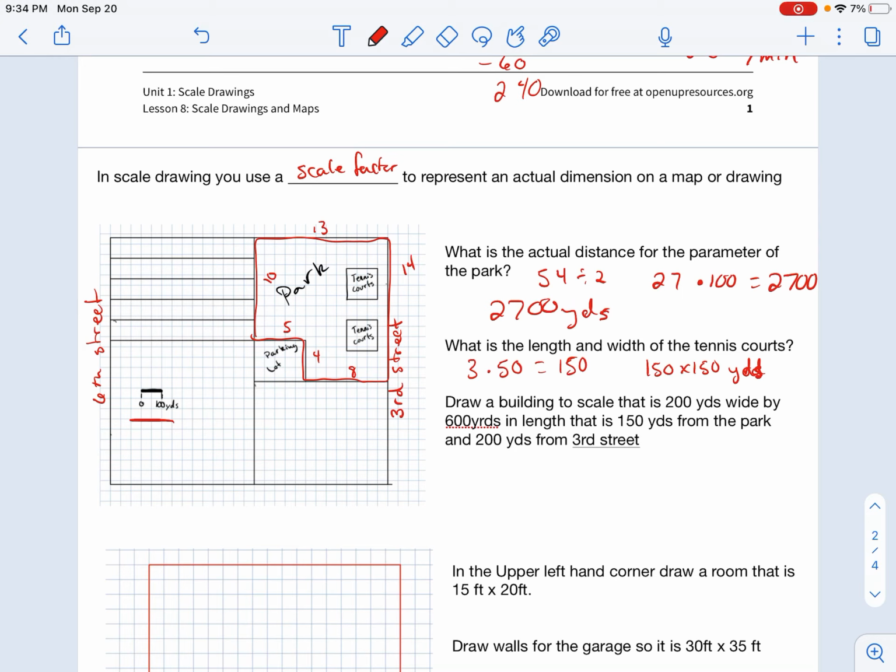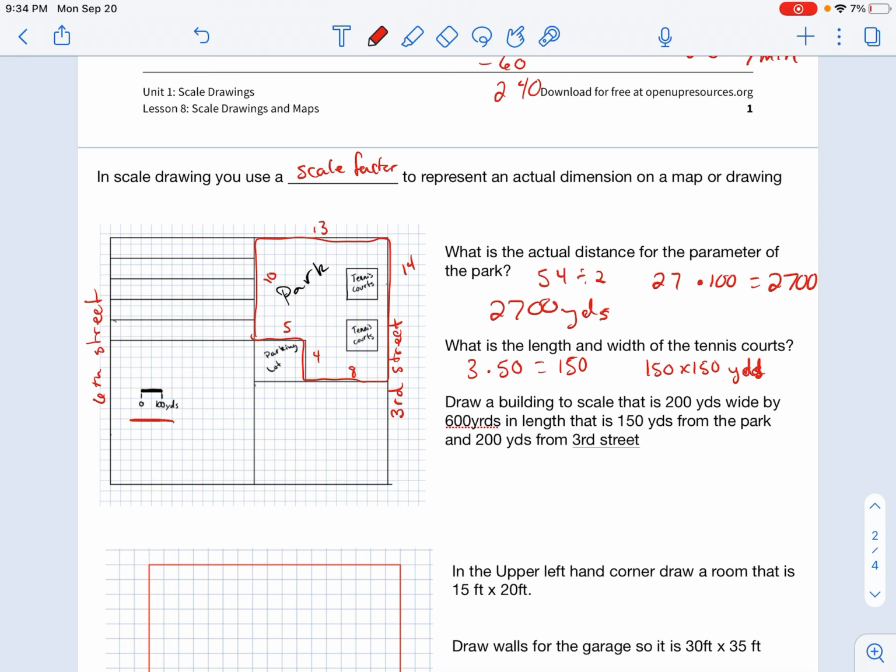Okay, so last thing, it says draw a building to scale that is 200 yards wide by 600 yards in length. That is 150 yards from the park and 200 yards from 3rd Street. So we're going to draw this right here in front of the park. It says it's 200 yards wide by 600 yards in length, but it has to be 150 yards from the park.